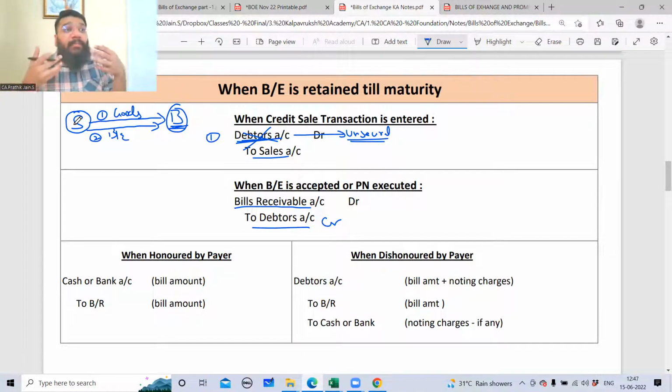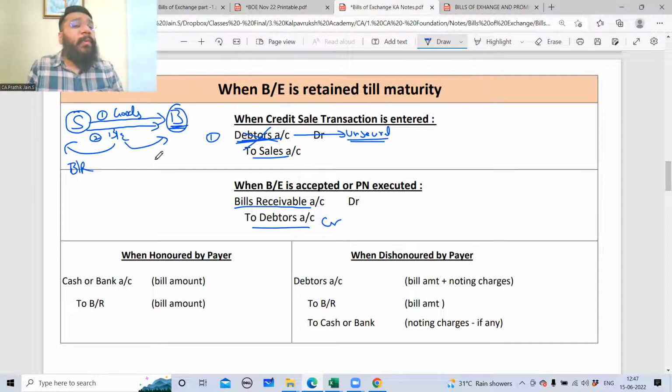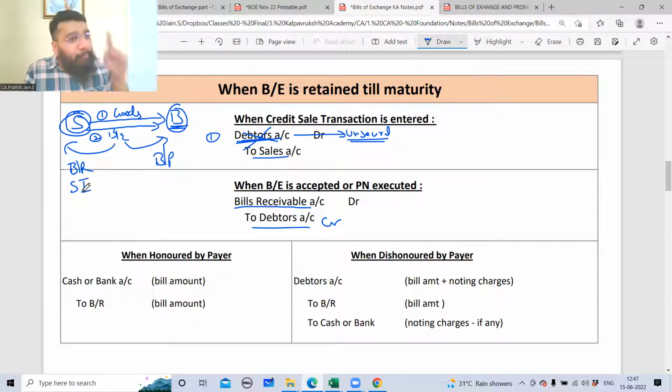So the seller has to receive the money. So for him, it is bills receivable. This bill, from this fellow's point of view, it is bills receivable. And same bill of exchange from the buyer's point of view, it is bills payable. For seller, the invoice is the sales invoice. The same bill for the buyer, it is the purchase invoice. Are you clear with the concept?